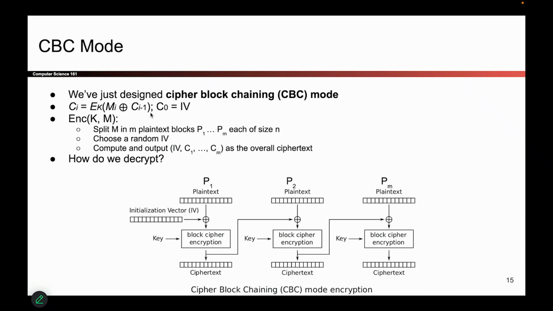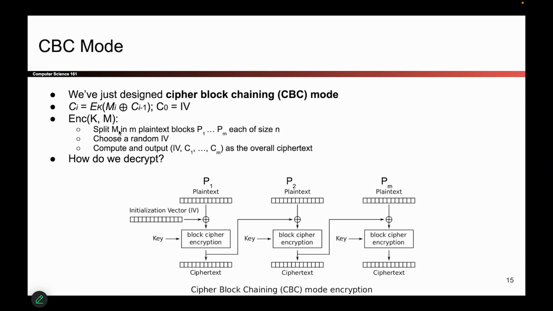So this is just taking the picture and changing it to equations, if you like equations better. And for simplicity, we'll say the 0th block of ciphertext is this IV. You don't have to. It just makes the notation look nicer when you say that this is technically C0.